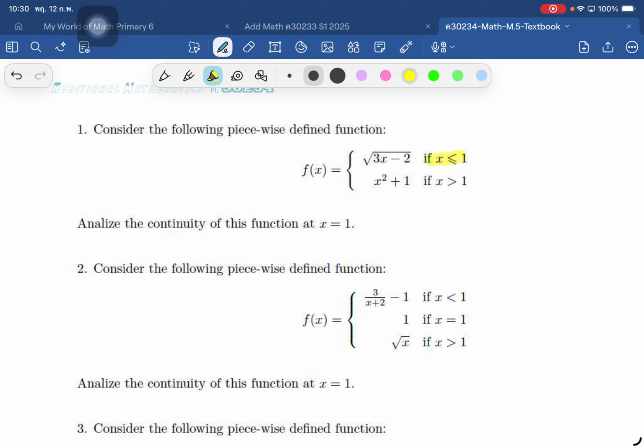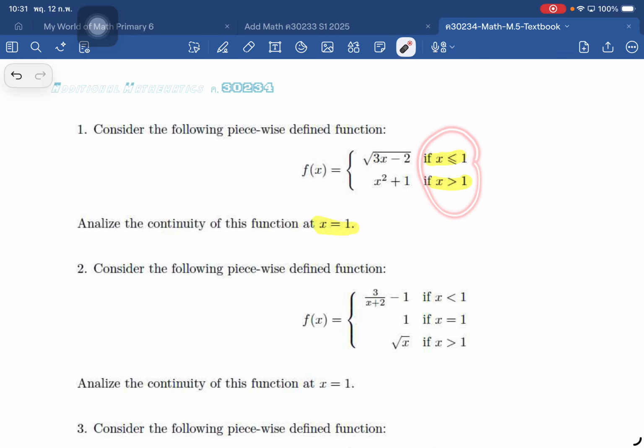We check like this. When you answer, you must say that this function is discontinuous at x equal to 1, because at other points it may be continuous. This is important to write.